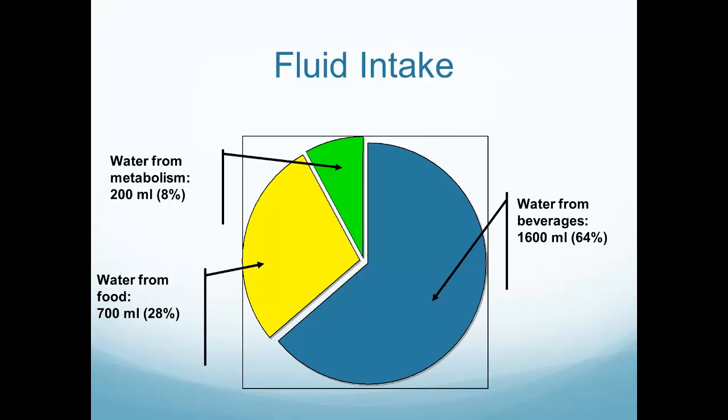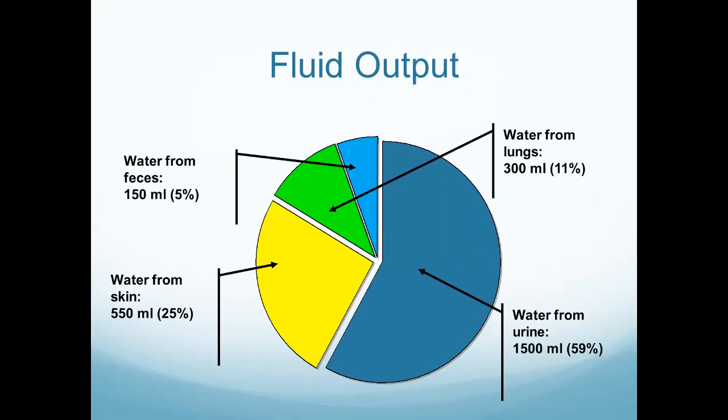So that's not something that's going to go up and down to help compensate when somebody is gaining or losing fluid. On the other hand, where does the water go? So our fluid output, the vast majority, 59%, is water in the urine. So urine output is going to be about 59%. 25% is water evaporated from the skin.